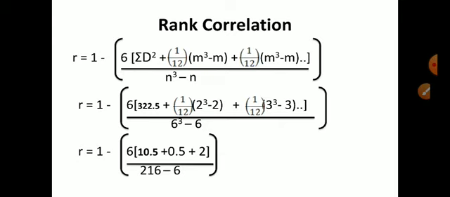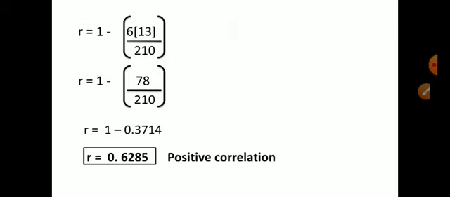We are going to continue with the calculations. Students, you take time, pause the video and do it by yourself. It will be a good practice. What is that? 6 into 13 divided by 210. 6 into 13, 78 divided by 210, that is 1 minus 0.3714. That is the final answer.